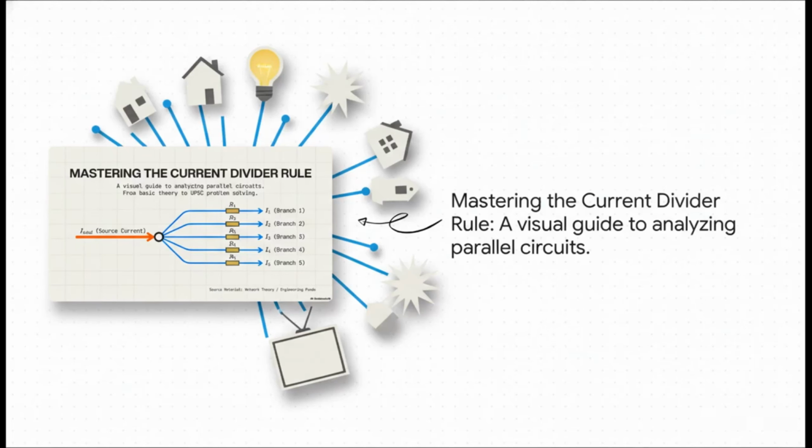So, have you ever looked at a complex circuit and just wondered, how does electricity know where to go? How does it split up? It's a great question, and the answer is a really powerful tool for circuit analysis called the current divider rule. And today, we're going to break it down and master it together.